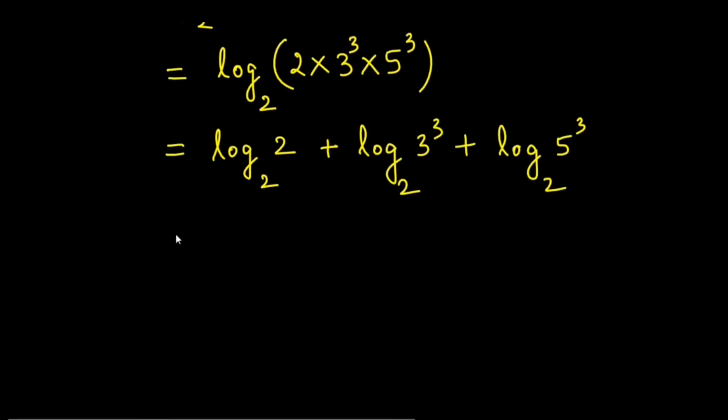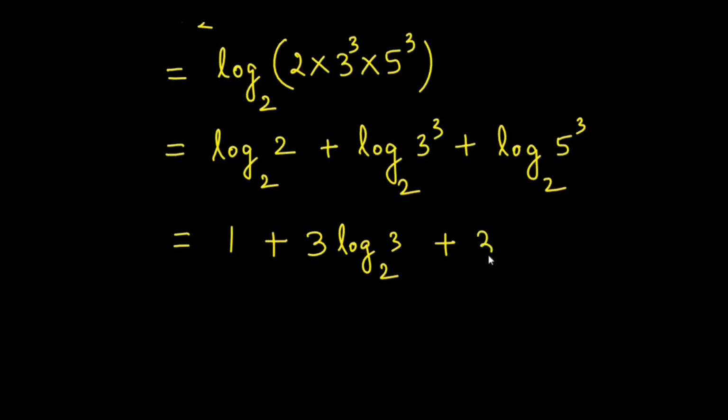Now here, log of 2 to the base 2 is equal to 1. So 1 plus, here we can apply the power rule. So this becomes 3 into log of 3 to the base 2 plus, here also we can apply the power rule. This becomes 3 into log of 5 to the base 2.